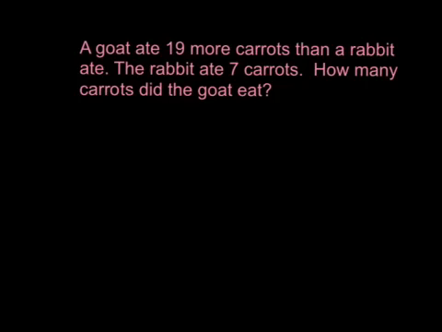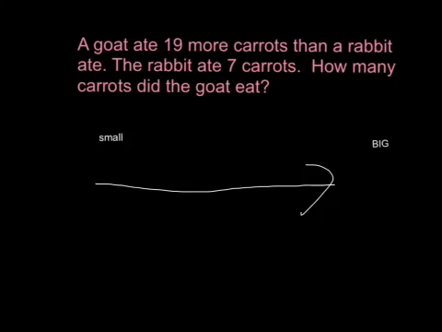So we know that the first thing we need to do is draw our arrow. So here's our arrow. Remember that the big number always goes at the end and the small numbers always go on the left side of the arrow. So now we need to figure out what is our big number.